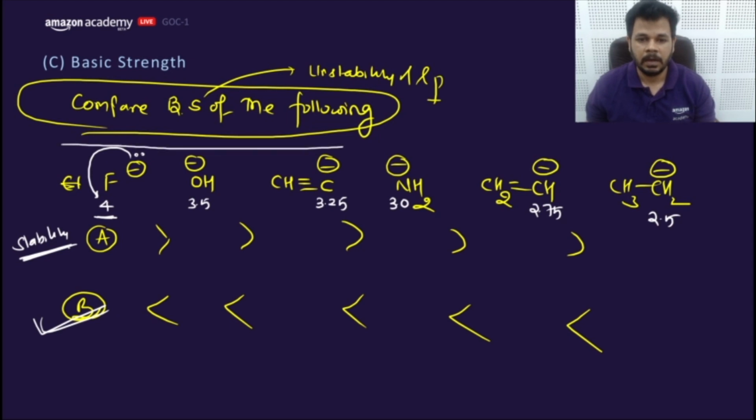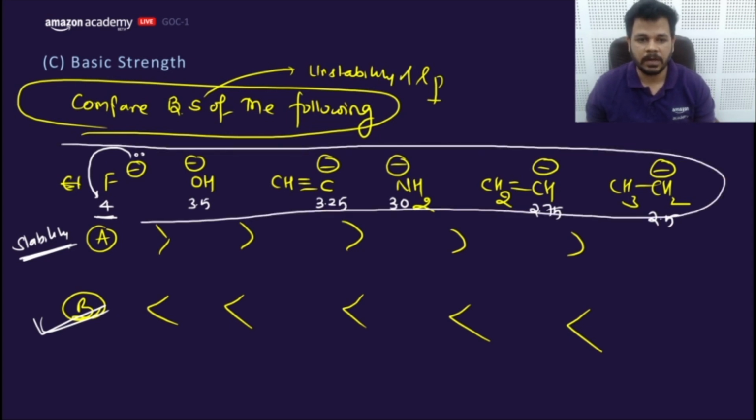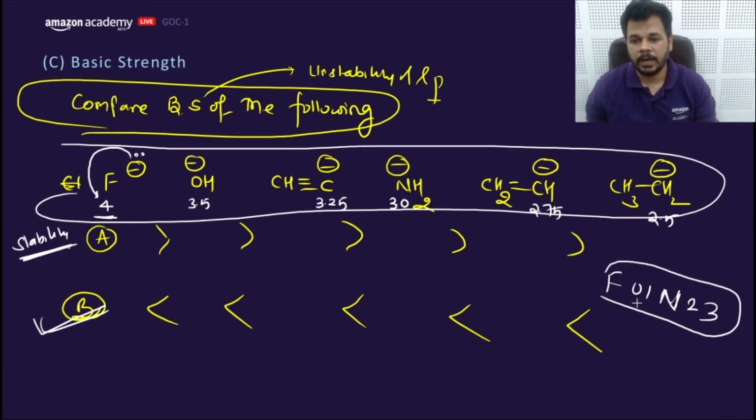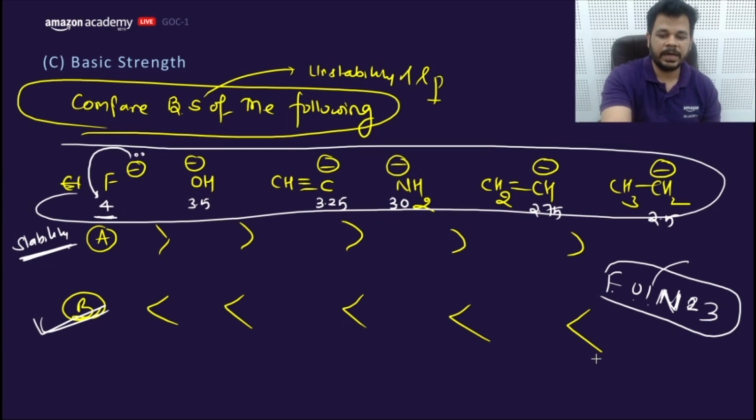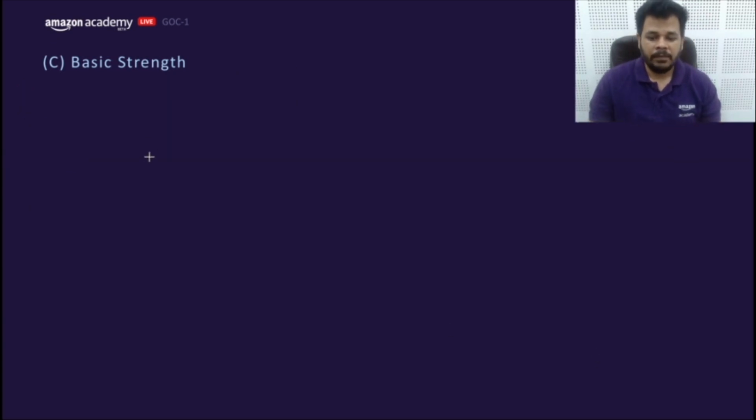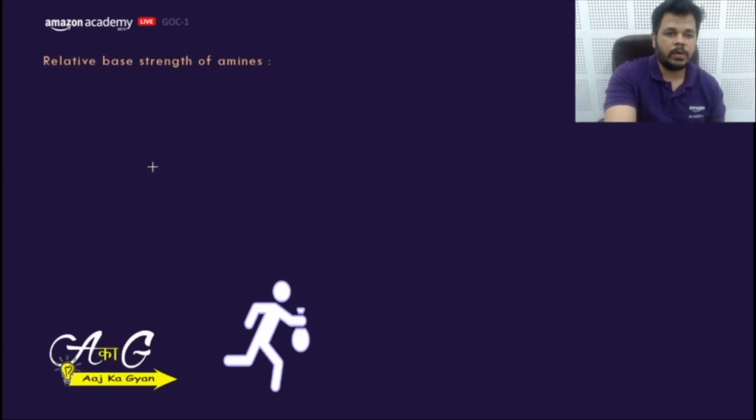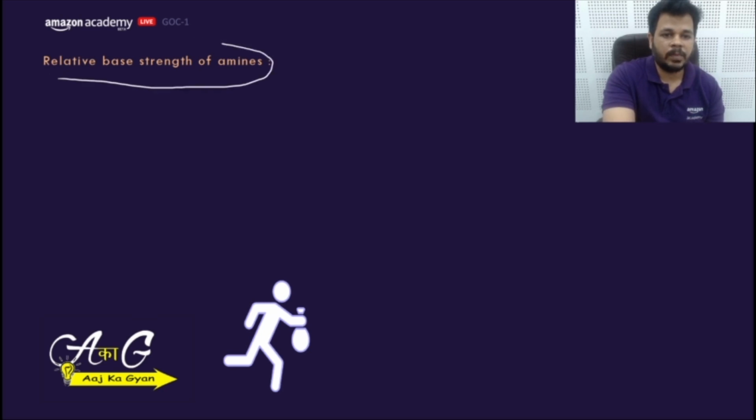That's why this trick is very, very important, which is called formula 1 N23. The trick to remember is FON 1 N23, whereas 1 is sp carbon, nitrogen is sp2 and this is sp3. So this is the best way to answer, my dear friends. I have already covered this concept of relative basic strength of amines previously. Go and check it out on YouTube.